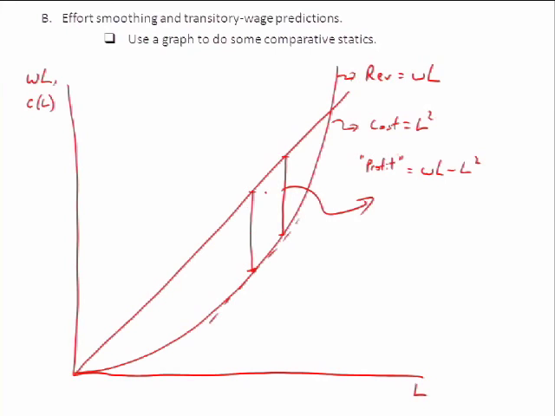Yes, Alice? Thank you. Okay, so you'll find a place where those two slopes are equal, and that will be your sort of quote-unquote profit maximizing or utility maximizing labor supply.